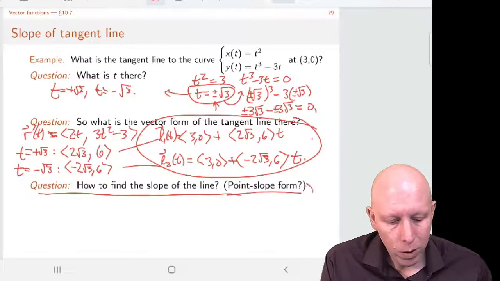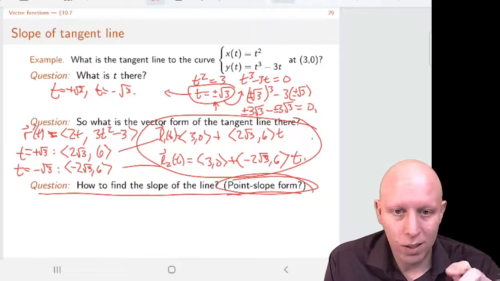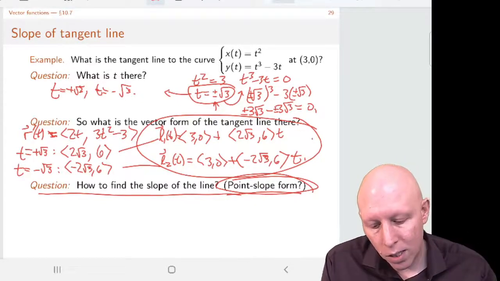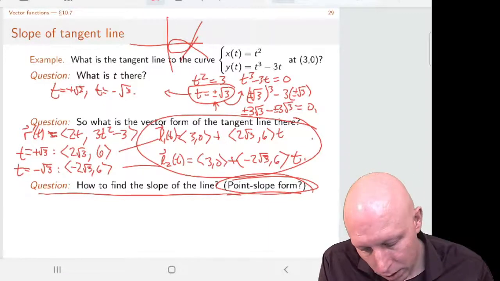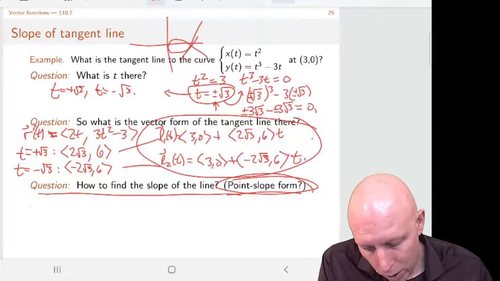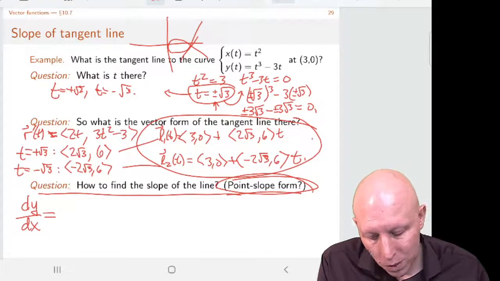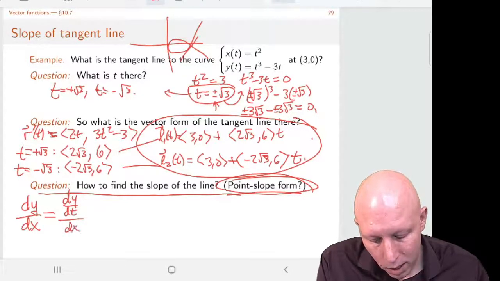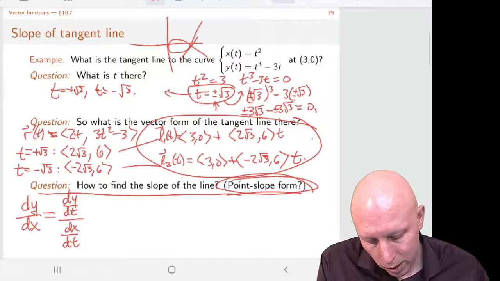Last, let's say we wanted maybe the point slope form of this line. Right here we've come up with the vector equation, but this is in 2 dimensions. We could actually come up with what the equation of the line is. So how do we do that? To find the slope of the line, we'll say the slope of the line is dy/dx, and these are represented in terms of t, so we can figure out the change of y with respect to t, the change of x with respect to t, and divide the two of them. Right, and we've calculated these.